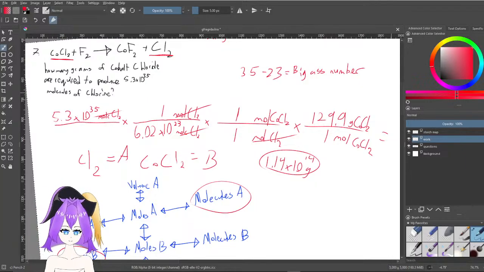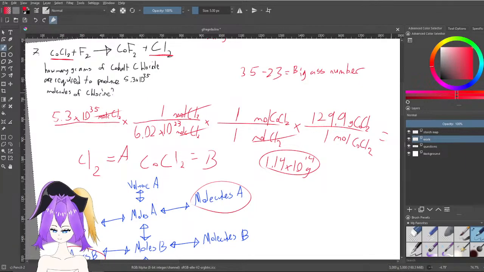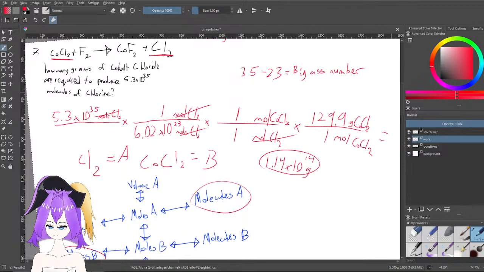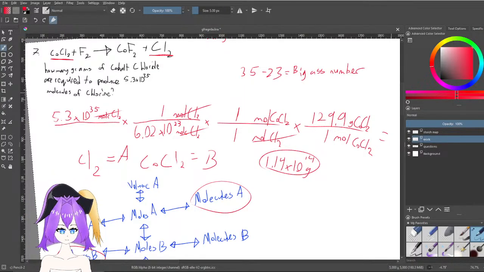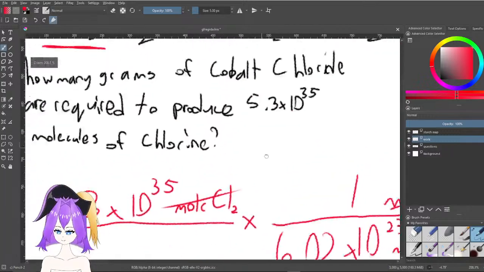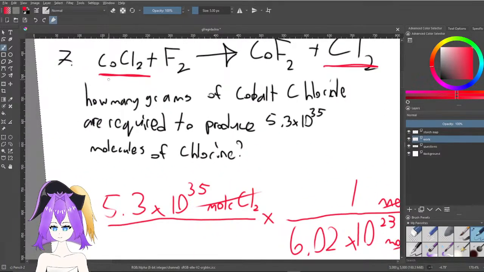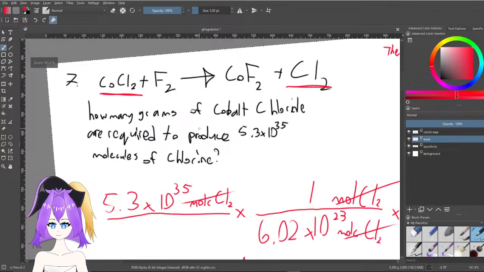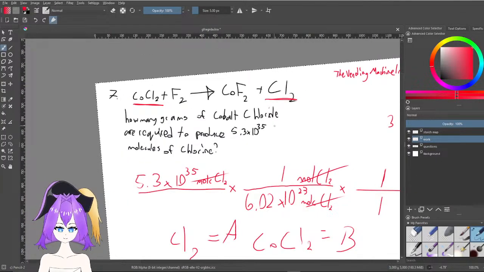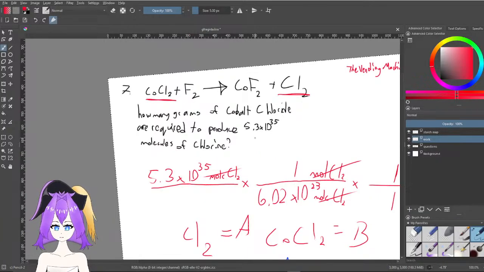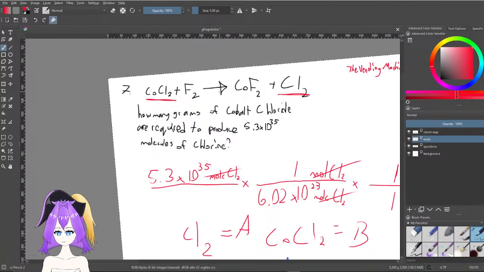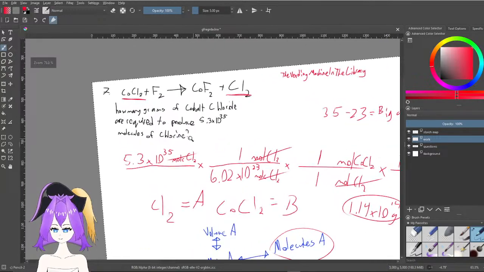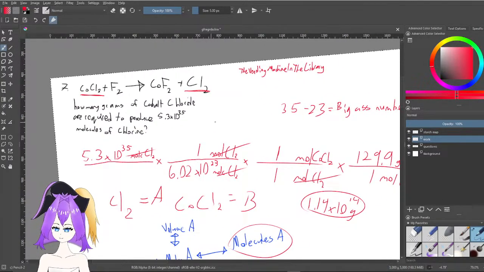Hold on. Okay, so stoichiometry backwards. Going back to the question, how many grams of cobalt chloride are required to produce 5.3 times 10 to the 35 molecules of chlorine? The problem I'm having is that it gives us the end result. We're supposed to go from cobalt chloride to chlorine. Grams of cobalt chloride.